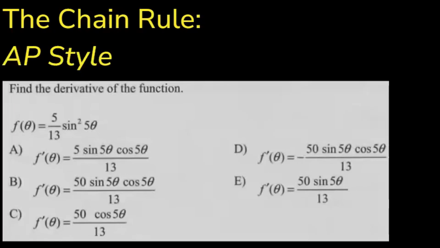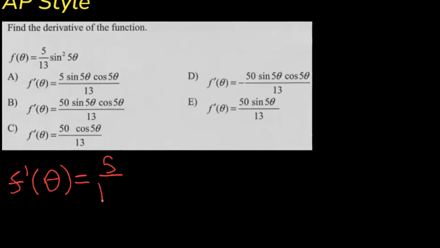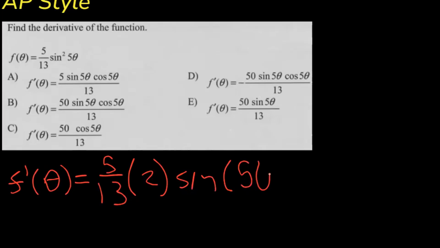Okay, here we are with our AP style question. We want to find the derivative of this function. So here we have a power function on the outside. It's the squaring function. Inside of that is sine, and inside sine is 5 theta. Now that 5/13 out front, don't let that bother you, because that's just a constant that can multiply our whole answer. So f prime of theta is going to be 5/13 times 2 sine, technically to the first power, but we don't need to write that, of 5 theta.